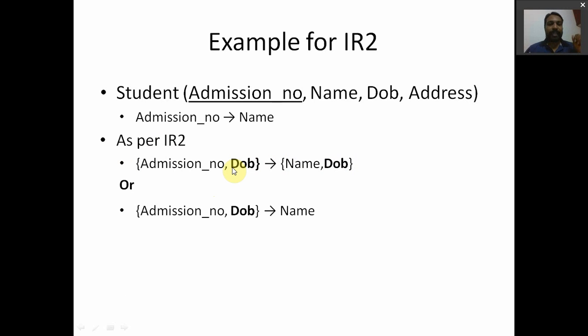Or we can simply add an attribute or a set of attributes to LHS alone, left hand side alone. Then we can infer a new functional dependency from this one. So this is IR2, inference rule 2, that is augmenting attributes to LHS and RHS, or augmenting to LHS alone.